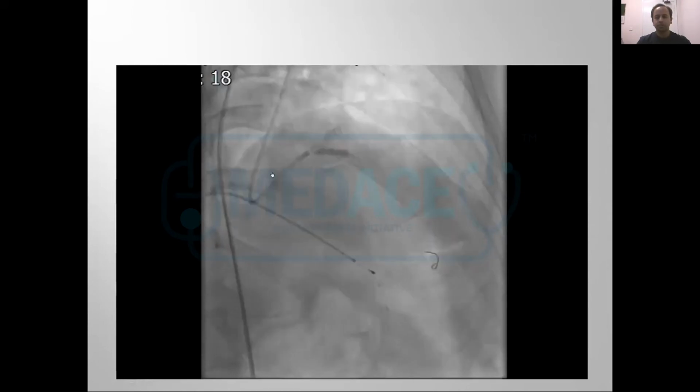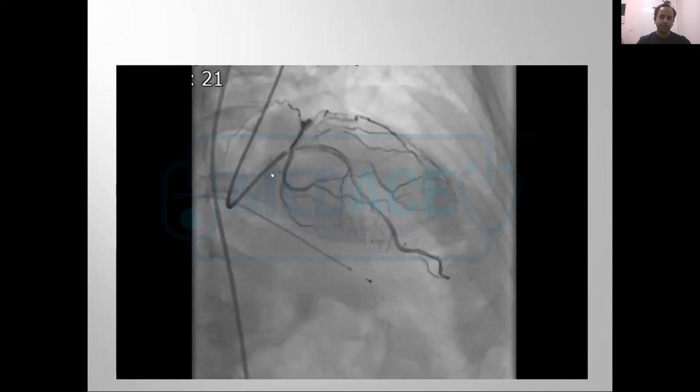This is the spider view, in which we are again trying to position our stent. We want to keep it 1 millimeter away from the ostium. Now we have deployed our stent, and this is after stent deployment. Then post-dilation. Now this is the final result of LAD stenting.